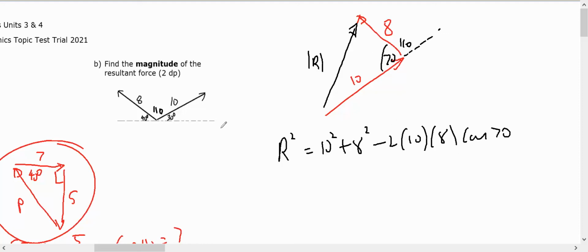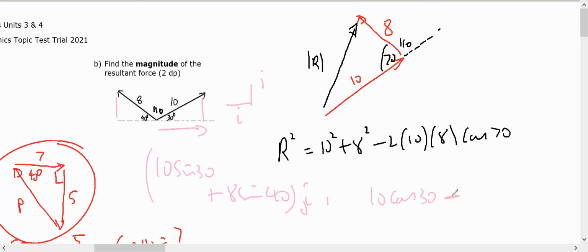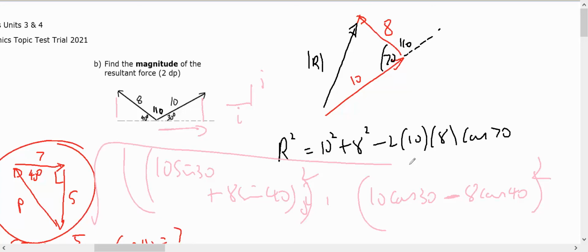You could also use i's and j's. So in the j, it's going to be 10 sine of 30 plus 8 sine of 40. That's how far it is in the j. And in the i's, it's going to be 10 cos of 30 minus 8 cos of 40. And you could square them, add them together and take the square root to find the magnitude of P. The magnitude of P that I got was 10.45.